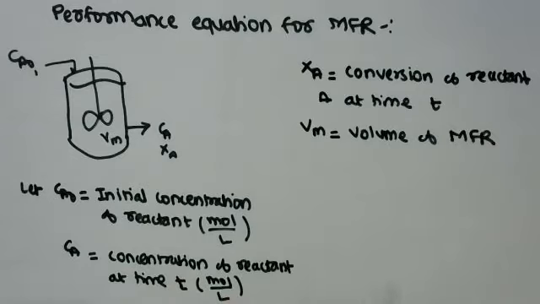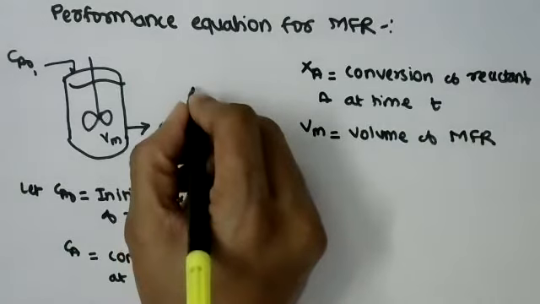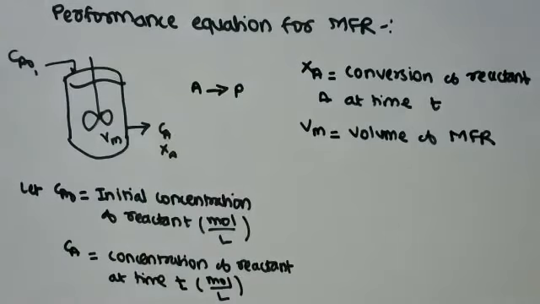Now there are different nomenclatures which are used for the mixed flow reactor: continuous flow stirred tank reactor CFSTR, or continuous stirred tank reactor CSTR, or mixed flow reactor. Now, for the sake of simplification, we are assuming that the reaction is aqueous.